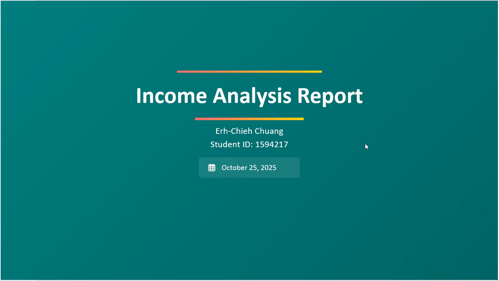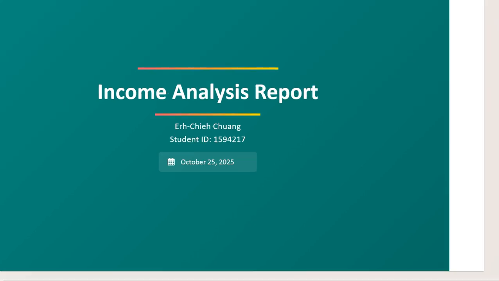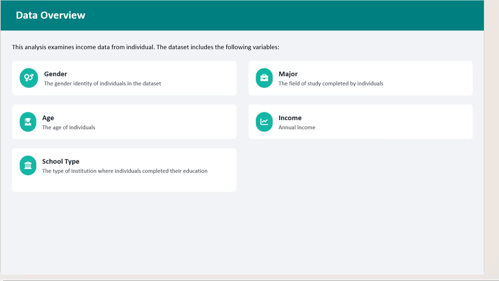My name is Erjia Chuang, and this is my income analysis report for the descriptive statistic assignment. This analysis examines income data from individuals. The data set includes the following variables: gender, age, school type, and major.